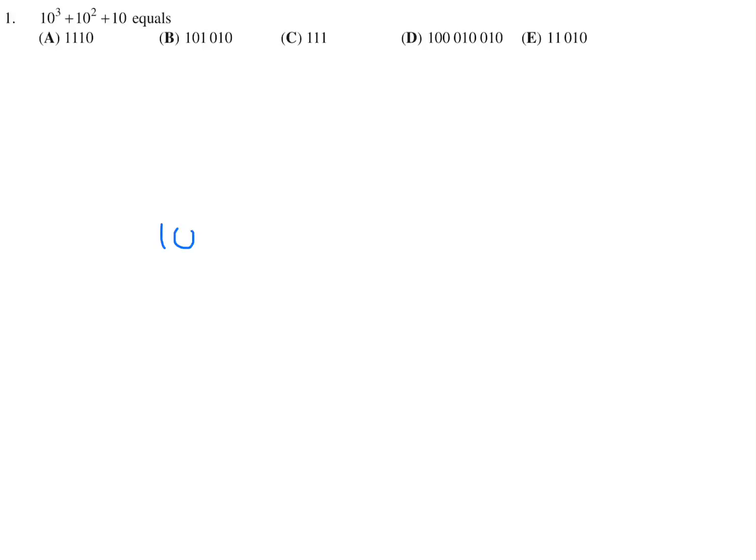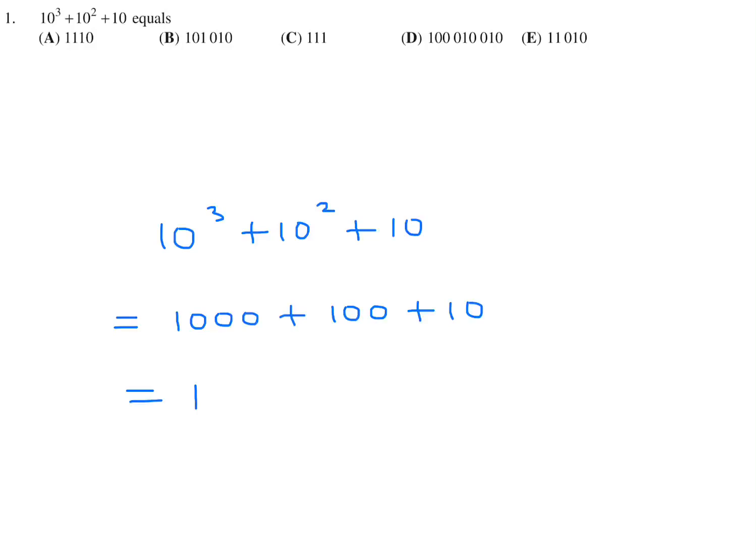10 to the power of 3 plus 10 to the power of 2 plus 10 is equal to... 10 to the power of 3 is 1,000, 10 to the power of 2 is 100, and finally we have 10. So this is going to add up to 1,110. So the answer is A.